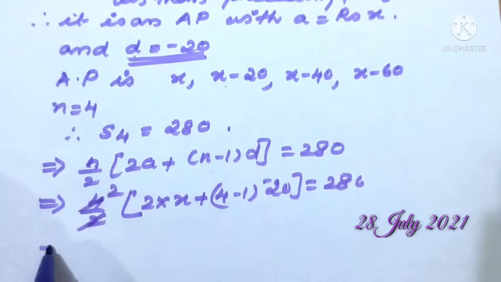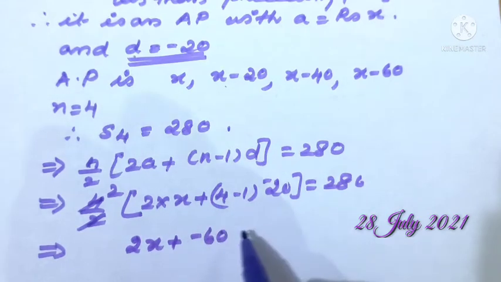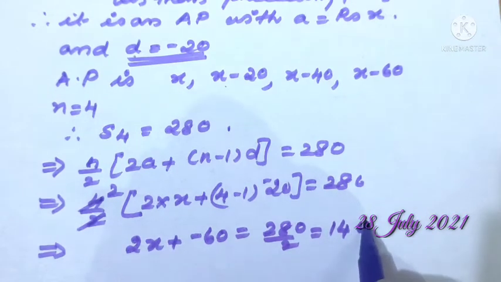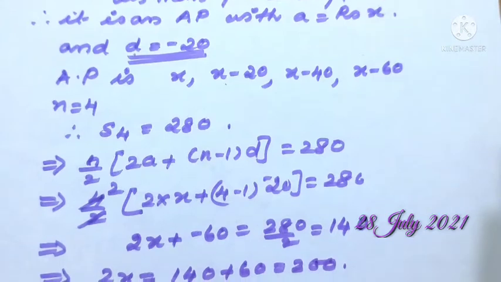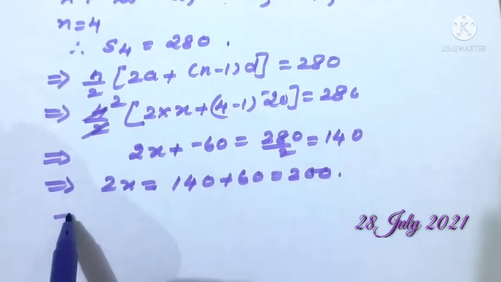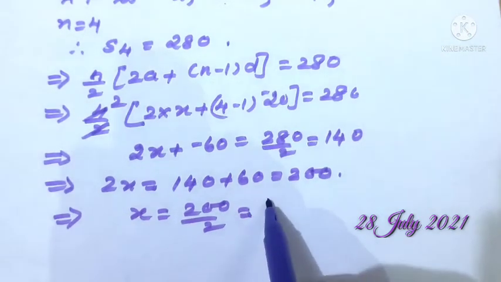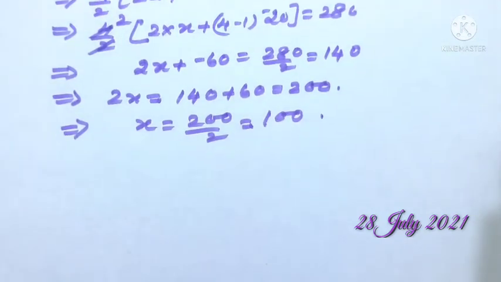The 2 I can bring to this side, so 2 into X plus 3 into minus 20, that means minus 60, equal to 280 by 2, which is equal to 140. So 2X equal to 140 plus 60 equal to 200, right? Now what is X? X is the first term for us. X equal to 200 by 2, which is equal to 100. That means the first prize is rupees 100 only.